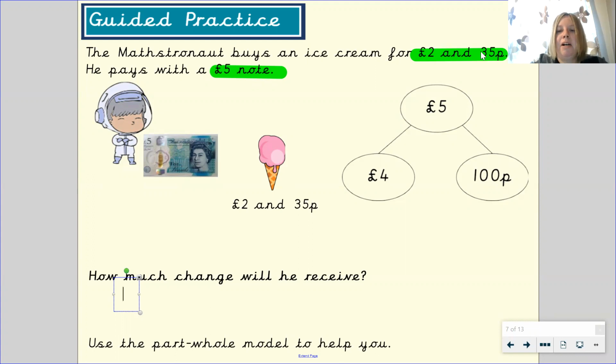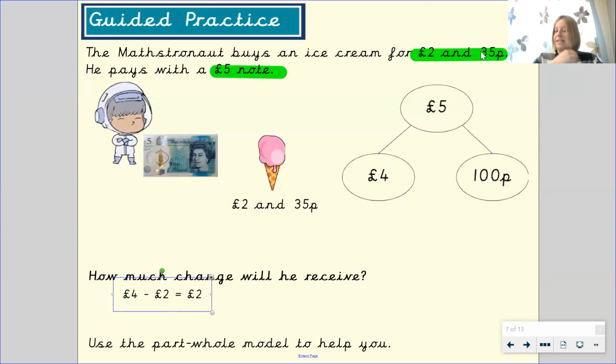So I've taken my £5 and I've partitioned it. So I have £4 and 100 pence to help me to solve the calculation. So the first thing I'm going to do is to take £2 away from £4, and I'm going to write that as a number sentence. So £4 take away £2 equals how much? £2.